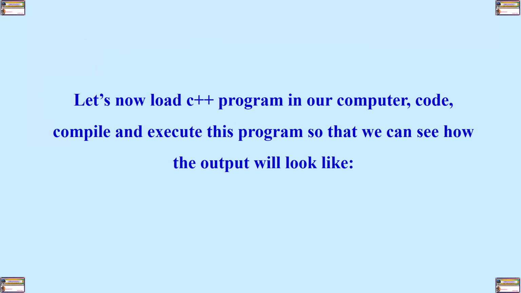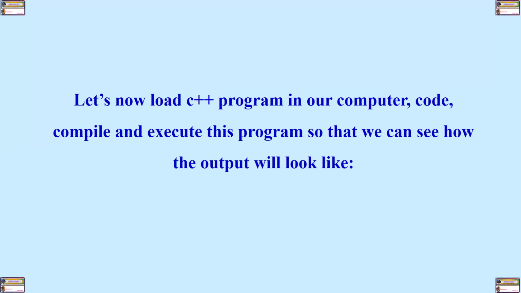So having looked at a program, which you can also copy in your exercise books, or write down on a piece of paper, or type, for example, in Word or any other editor, then from there, you can copy that program to your C++ or type it directly in the C++ editor and then run it. So after you run, how does the output look like? So let us load the C++ program in our computer. We code the program as it is, we compile it and execute it so that we can see how the output will look like.